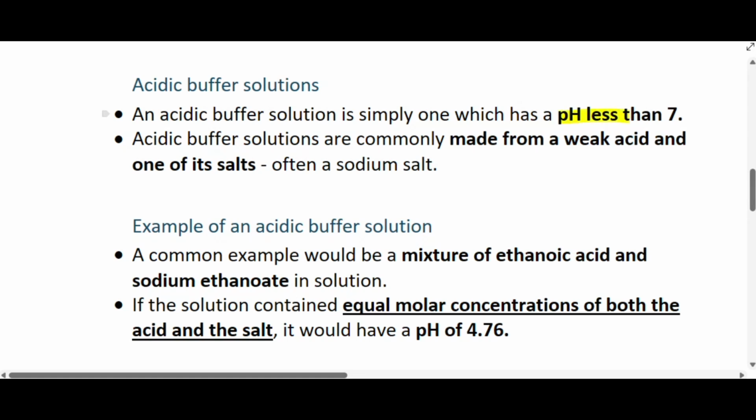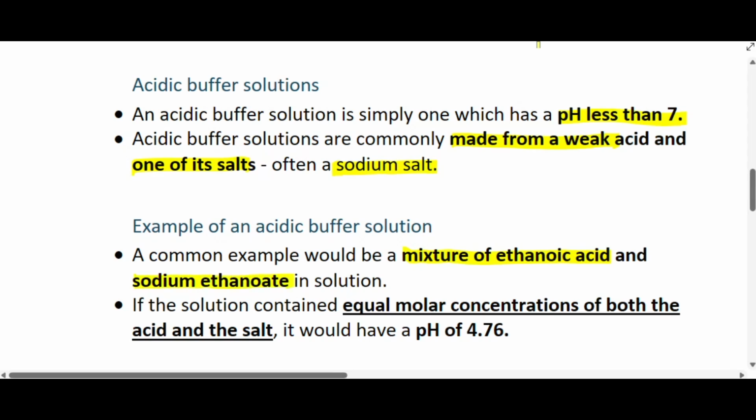So if a buffer solution has a pH less than 7, it means that buffer solution is an acidic buffer solution. They are commonly made from a weak acid and one of its salts. So most of the time we use sodium salt as the salt of that weak acid. And a very good example of an acidic buffer solution is a mixture of ethanoic acid. Of course, we know that ethanoic acid is a weak acid. So this is the weak acid we are choosing at this point. And one of the salts we are choosing is sodium ethanoate.